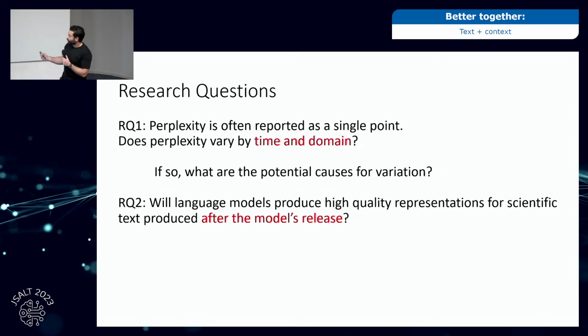More formally, we have the following research questions. So perplexity is often reported as a single point. We want to know, does perplexity in this domain vary by time and domain? And if so, what are the potential causes for this variation? And our second research question is, will language models produce high-quality representations for scientific text produced after the model's release?